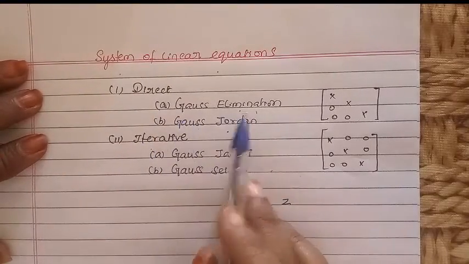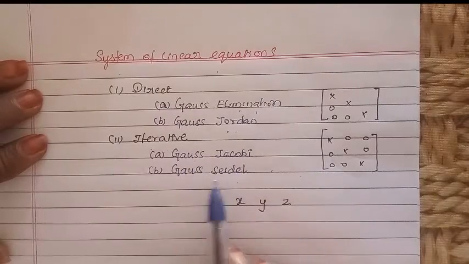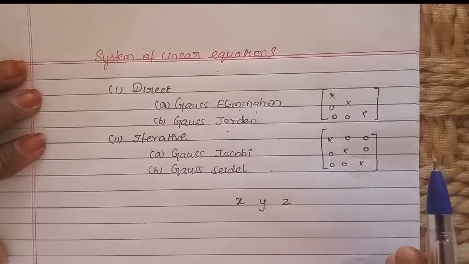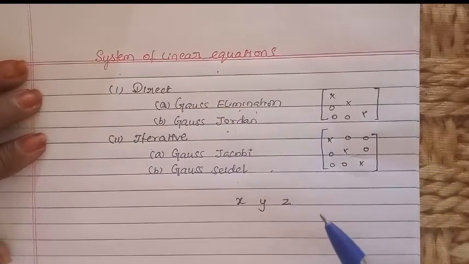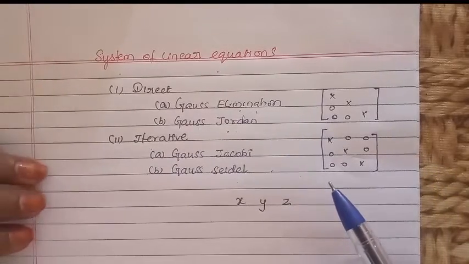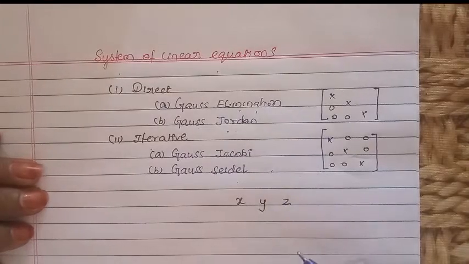In numerical methods, a system of linear equations can be solved using direct and iterative methods. Gauss elimination and Gauss-Jordan are direct methods. Gauss-Jacobi and Gauss-Seidel are iterative methods. In the upcoming videos, we are going to see how to solve using these four methods one by one with examples. In this video, let me give you a quick overview of how to solve using these four methods.